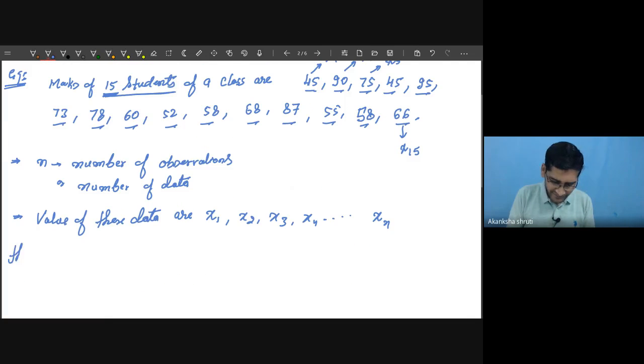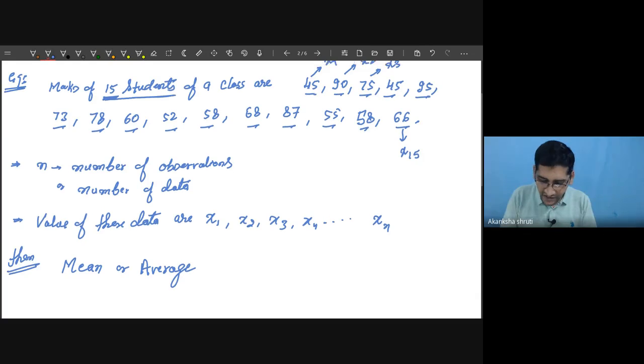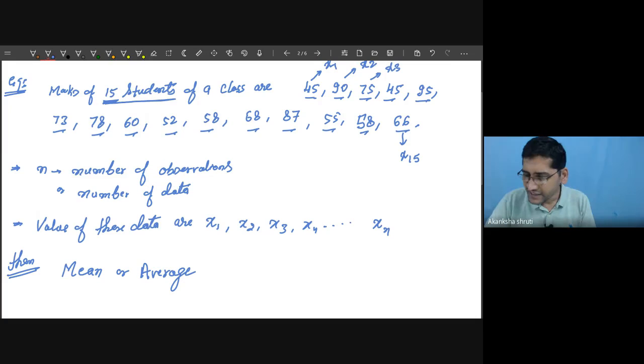Then the formula to get the average, the mean, also called the average, of these ungrouped data. What do we mean by ungrouped? These are your ungrouped data.